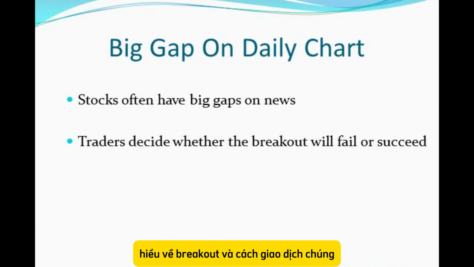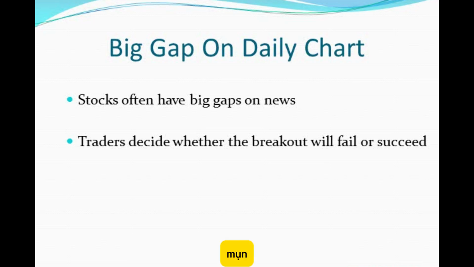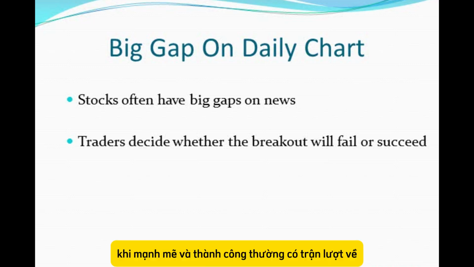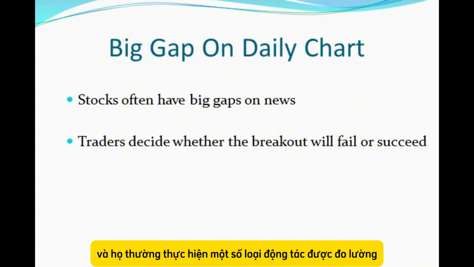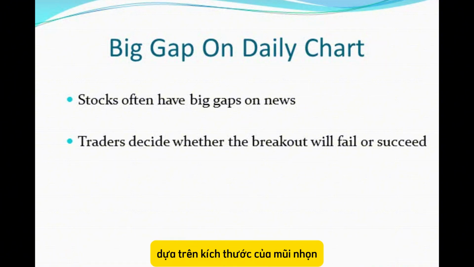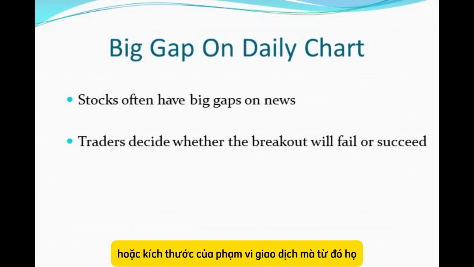Understanding breakouts and how to trade them is one of the most important skills you can develop as a trader. Breakouts, when strong and successful, usually have a second leg. In other words, once the market breaks out, there's a pullback and then a second leg. And they often go for some kind of a measured move based upon the size of the spike or the size of the trading range from which they broke out.